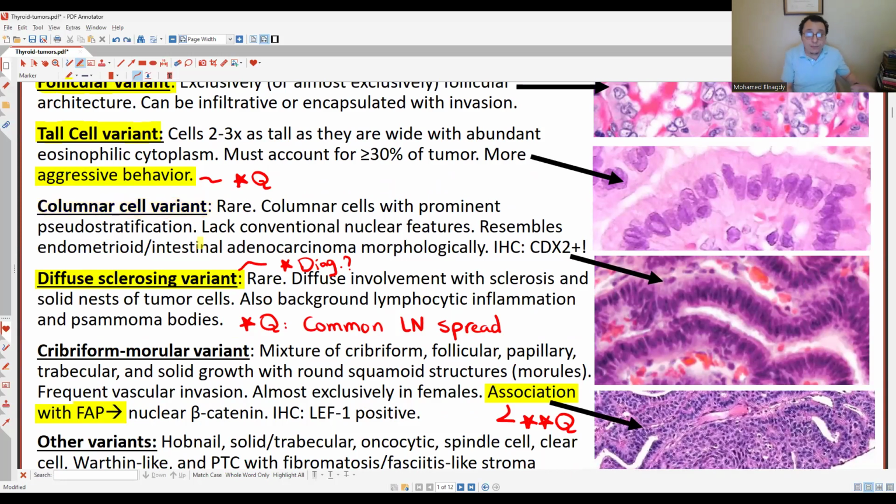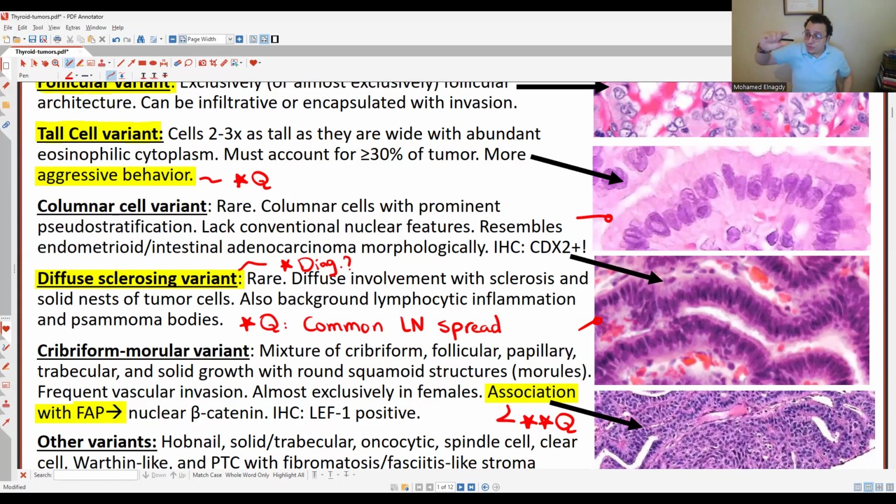I didn't see the columnar cell variant in any question, but I saw tall cell. Why do they ask about the tall cell variant? Because when you see these tall cells, it means the cells are two to three times taller than their width. The length is two to three times more than the width. But the nuclei are the key here. The key to differentiate between the tall cell variant and the columnar cell variant is two things.